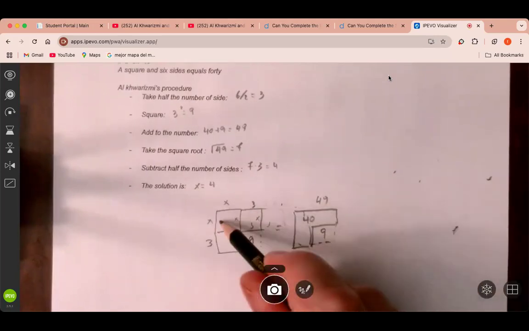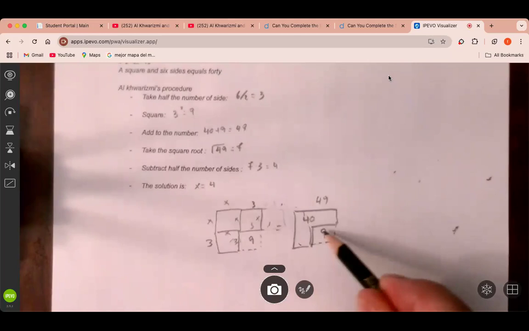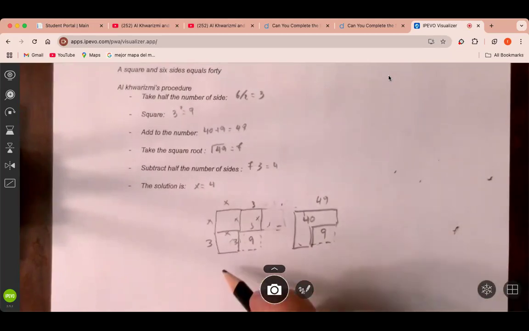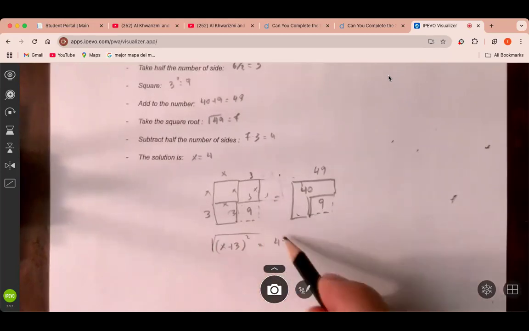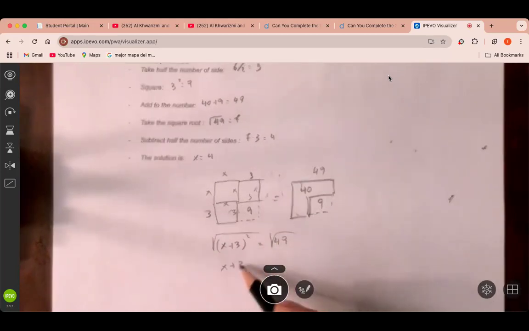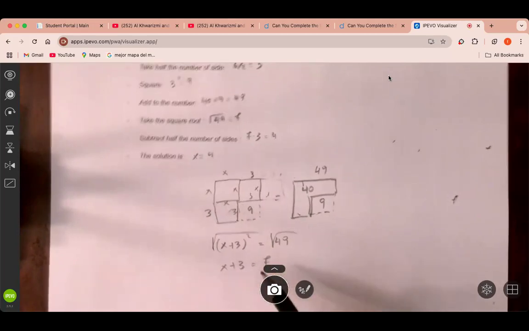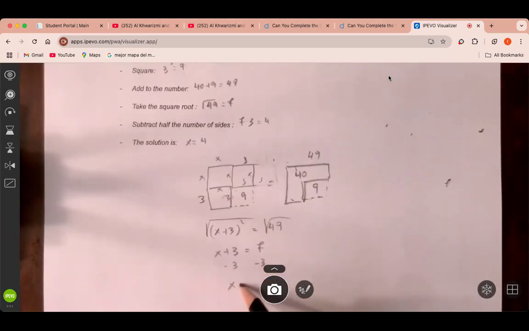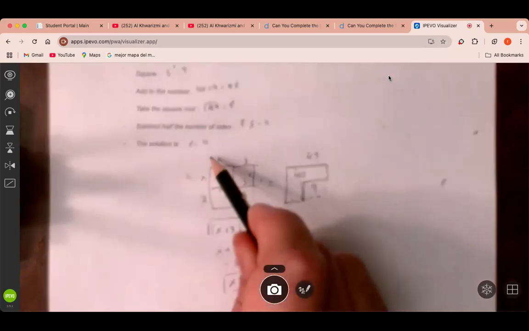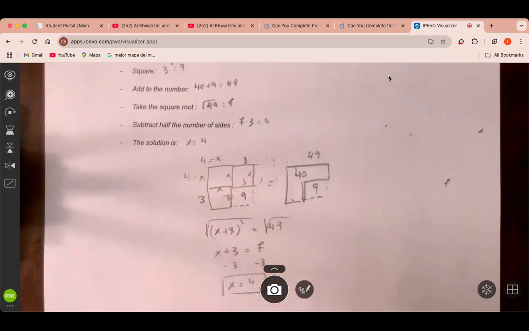So this square is similar to this square because we completed the square. And so we have x plus 3 squared equals 49. For this, we now calculate the square root, and the square root is x plus 3 equals 7. So to solve the equation, we subtract 3, so x equals 4. So the missing side that we have is 4 and 4 to complete the square.